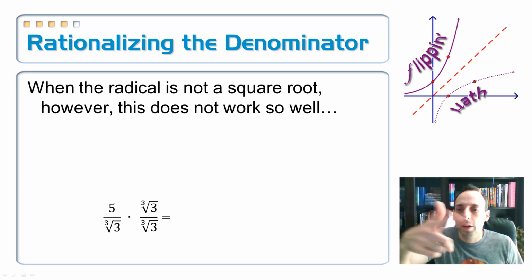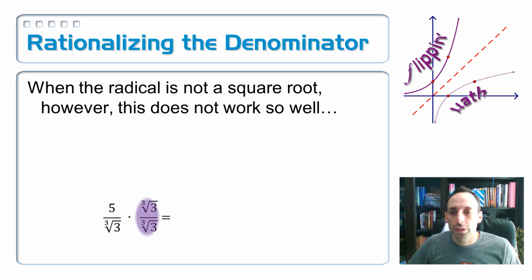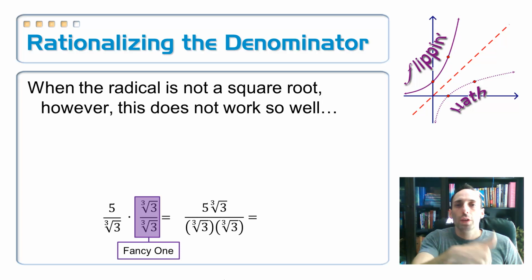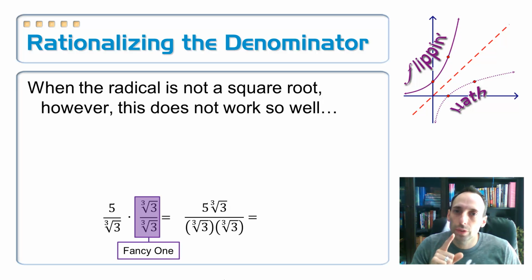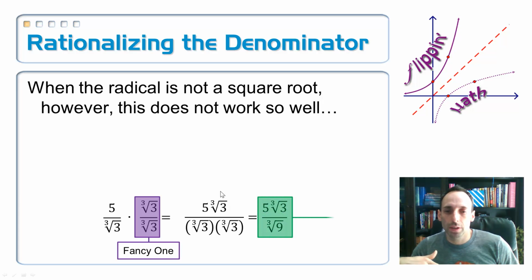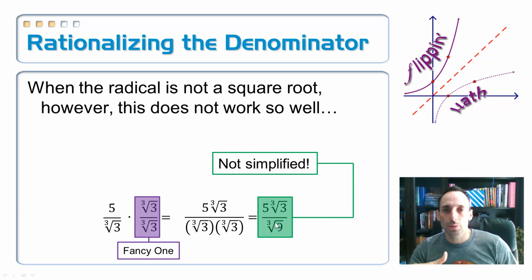And across the top, just multiply them together. I get 5 cube root of 3. And on the bottom, I've got the cube root of 3 times cube root of 3. Those don't cancel this time. I get the cube root of 9 on the bottom. And that's not simplified. It's not simplified because the 9 is 3 times 3, and so I still have a cube root in the denominator.